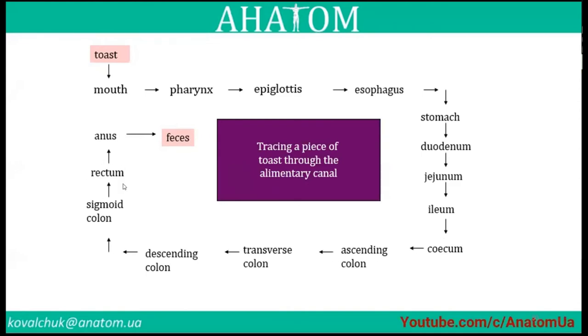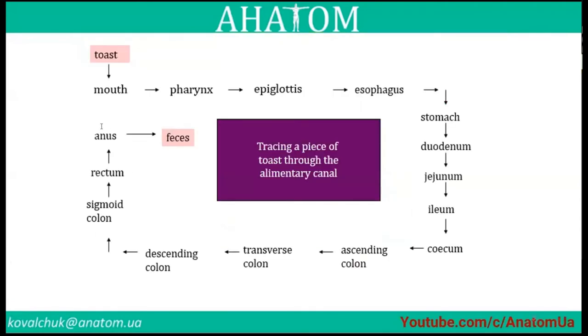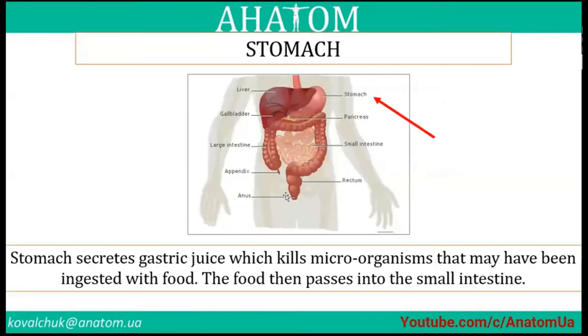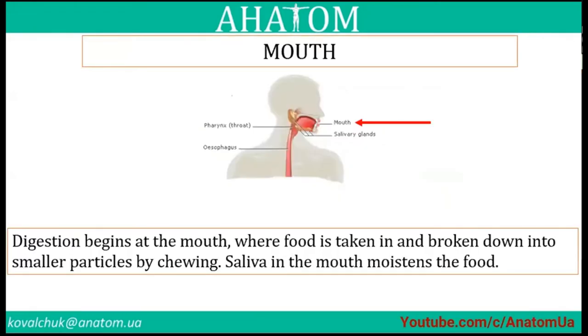Cecum, colon, and rectum are the three parts of the large intestine. After the ileum, through the ileocecal valve, food moves to the colon. So there is the cecum with the appendix. Next, the colon or large intestine has parts: colon ascending, transverse, colon descending, and colon sigmoidal. These are four parts in the colon. And at the finish, it's the rectum. Rectum or proctus. The ending point of the rectum is the anus. After the anus, in the process of defecation, feces move to the external. It's a long way, the track of a piece of toast through the alimentary canal.